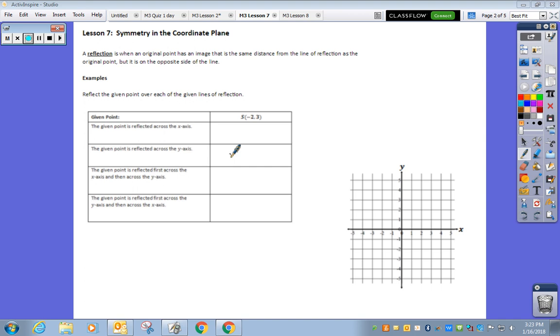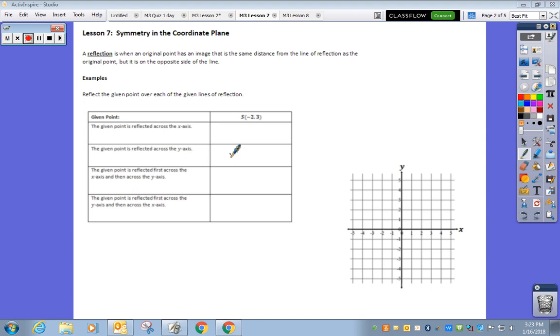Lesson 7 is going to look at symmetry in the coordinate plane. A reflection is when an original point has an image that is the same distance from the line of reflection as the original point, but it is on the opposite side of the line. So we're going to look at some examples so we can understand this a little bit better.